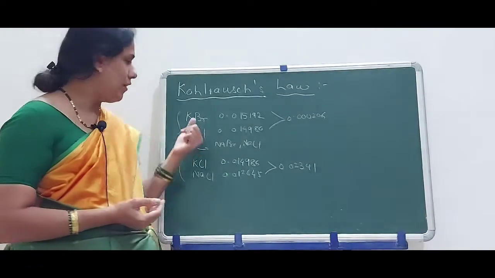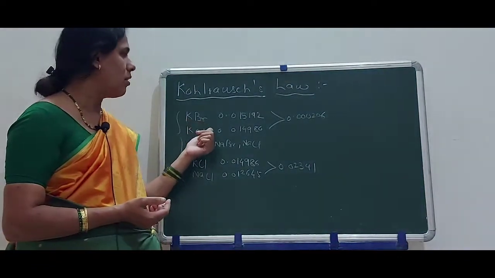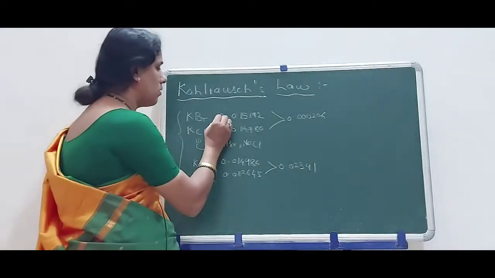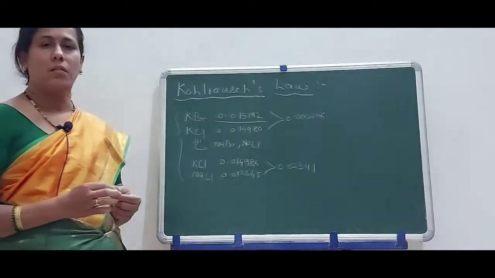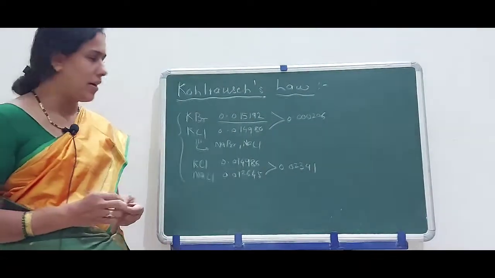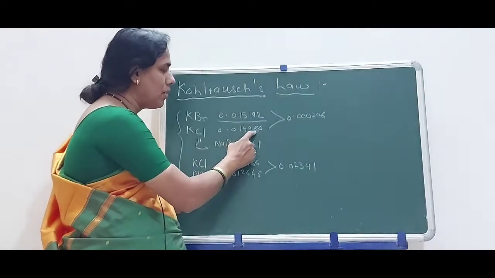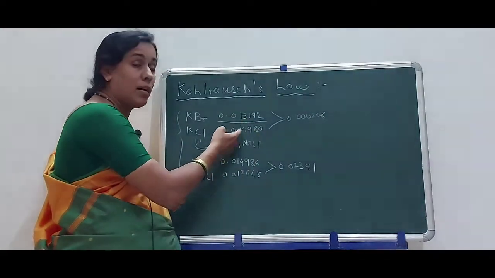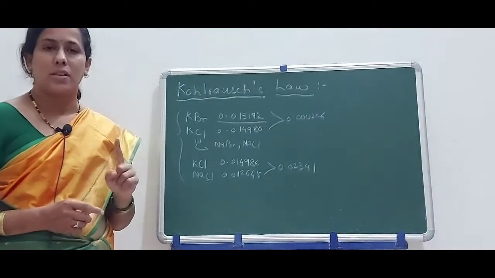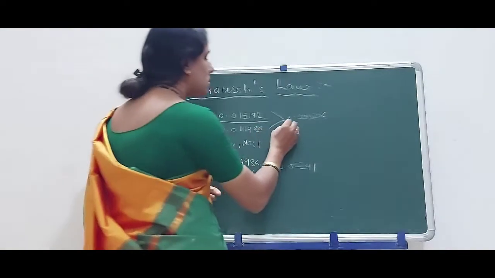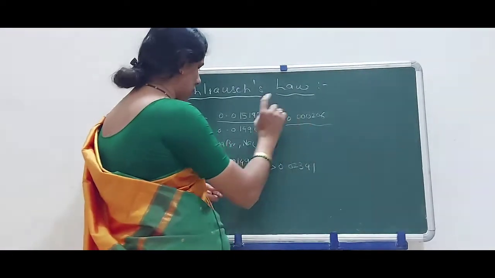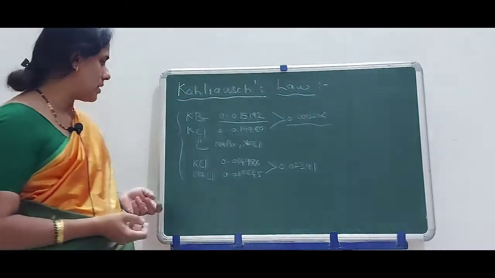According to Kohlrausch, when we take KBr as an electrolyte, we get the equivalent conductivity equal to 0.05192. When we take KCl, potassium chloride, we get the conductivity as 0.014980. That is, when we differentiate between the anions by keeping cations of the same kind, we get a constant difference between the electrolytes, which is 0.000206 in any of the electrolytes.